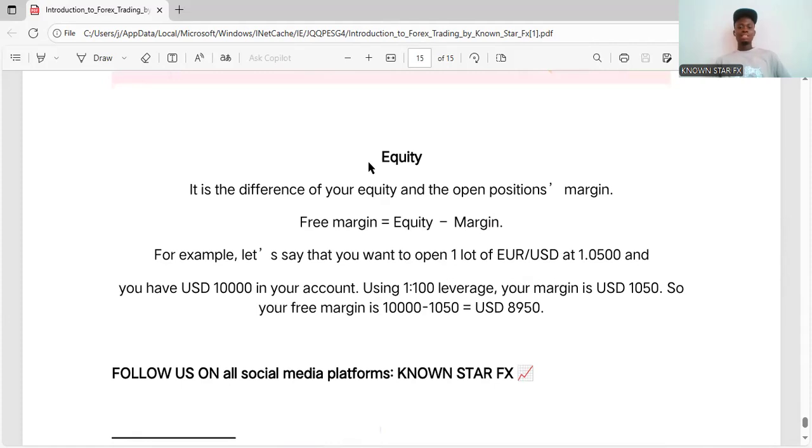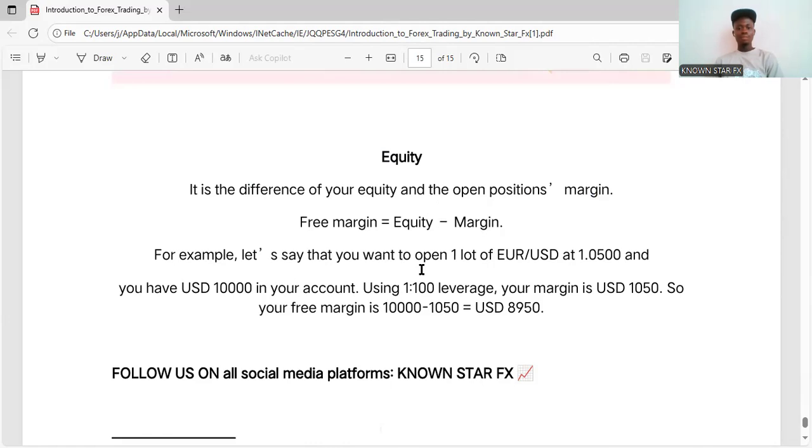Okay, margin. I've explained equity already. Now, talking about margin, margin is the difference between your equity and your open position. Free margin is equal to your equity minus margin. Your free margin is the amount of money you have left in your balance to be able to place another position, to be able to place a new trade. That's just very, very simple and self-explanatory.